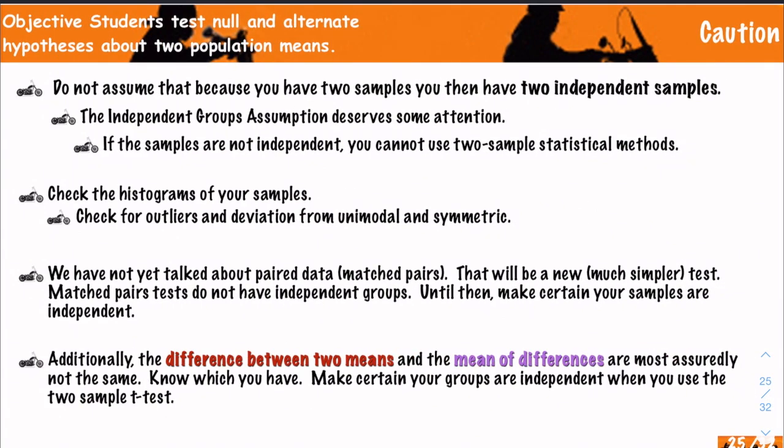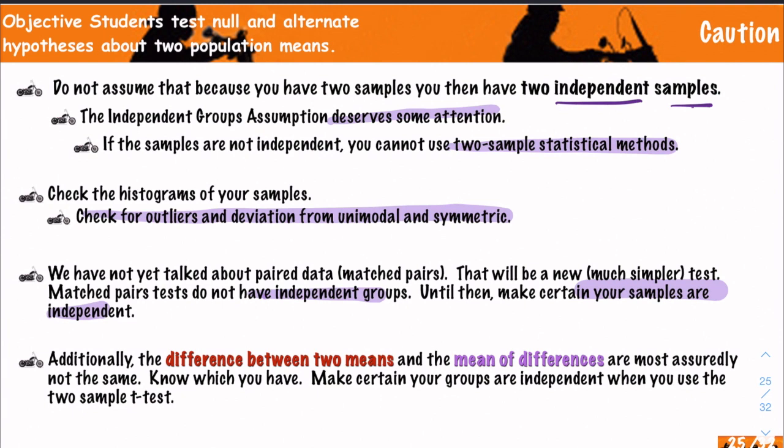Some words of caution. Do not assume that because you have two samples, you then have two independent samples. The independent group assumption deserves some attention. If the samples are not independent, you cannot use two-sample statistical methods. Check the histograms of your samples. Check for outliers and deviation from unimodal and symmetric. We have not yet talked about paired data, or matched pairs. That will be the new, much simpler test. Matched pairs tests do not have independent groups. Until then, make certain your samples are independent. So until we get to chapter 25, make sure your samples are independent.